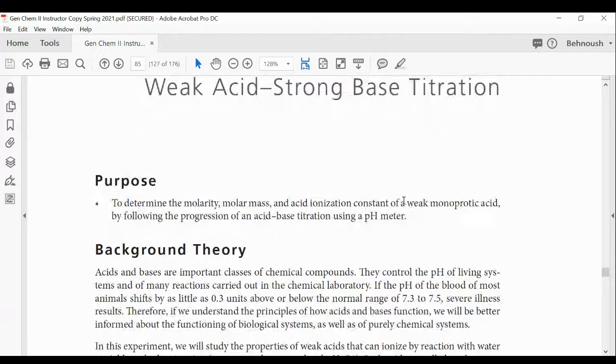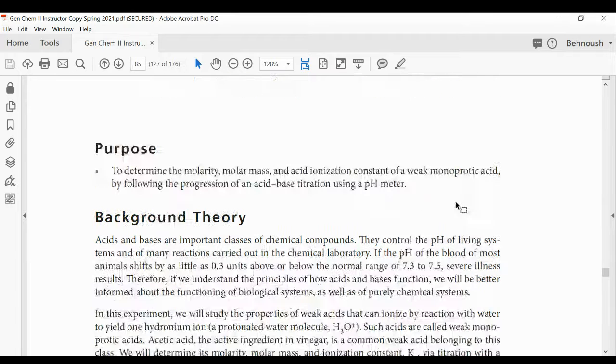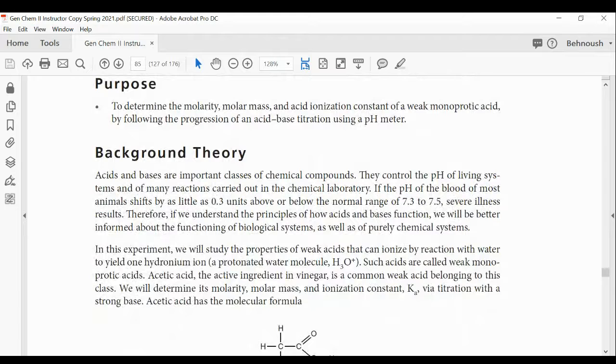Can you tell me what's the purpose of today's experiment? Purpose of the experiment? To determine the molarity, molar mass, and acid ionization constant of a weak monoprotic acid.